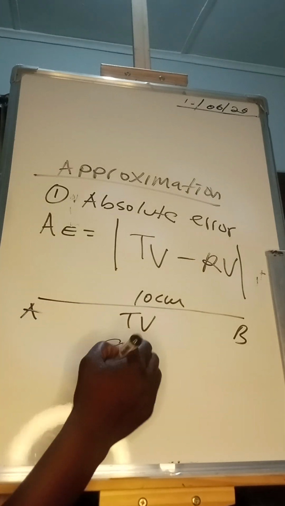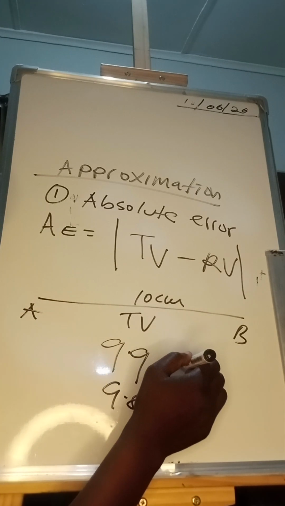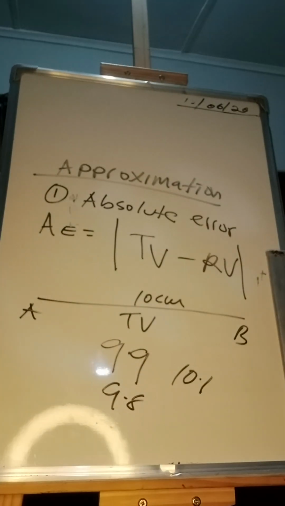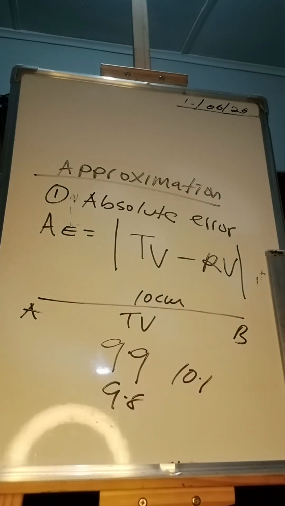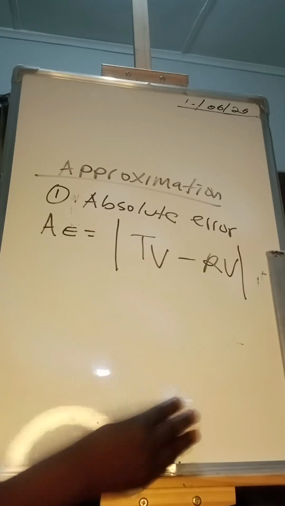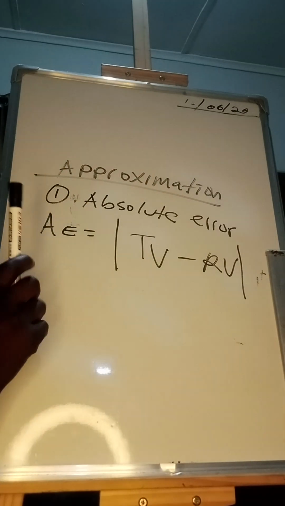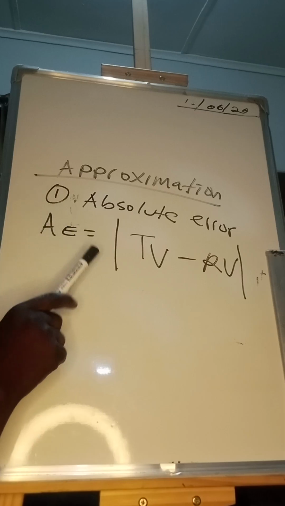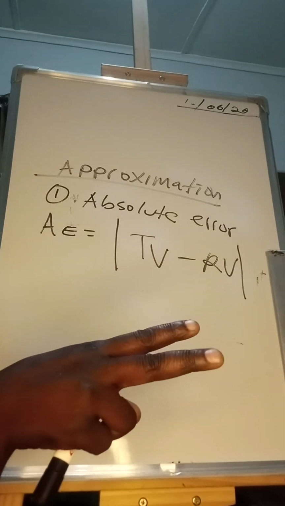So you find that others may find 9.9, others 9.8, others 10.1, but not everyone can find 10 centimeters. And those are errors. Errors are the degree of difference between what is there and what you recorded. So that's the first formula that you need to know. But this formula can only work if you are given 2 values in the question: the true value and the recorded value.